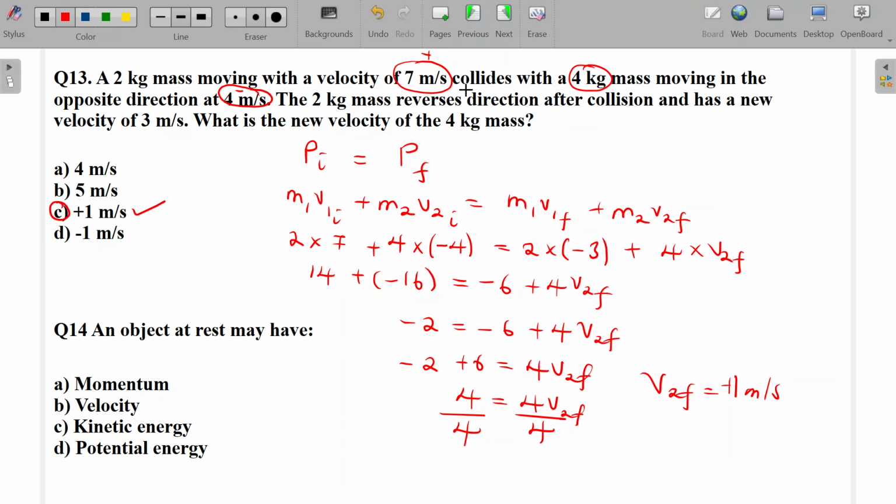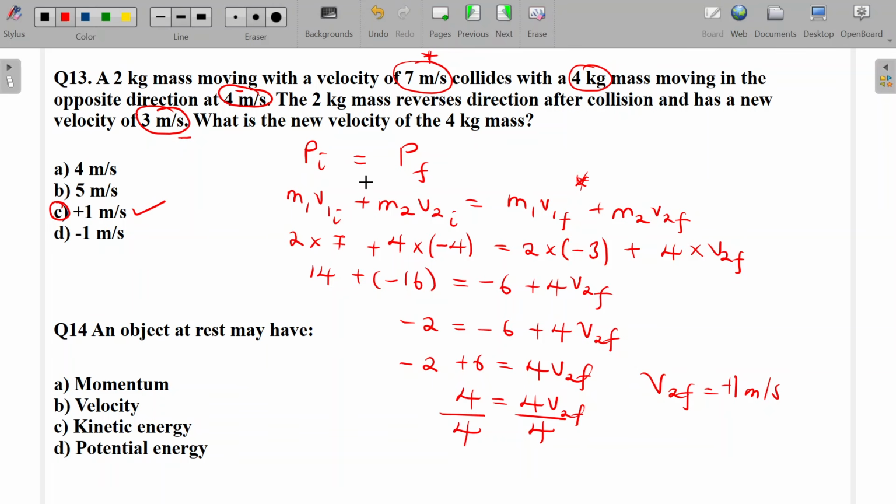Okay, so when they collided, that was the initial circumstance. Then after the collision, we go to this side, where we have the mass and the new velocity. They are saying that the 2 kg mass reverses direction, meaning it has changed direction after the collision, and it is moving at a new velocity of 3 meters per second. This 3 meters per second was in the positive, so this one will be in the negative.